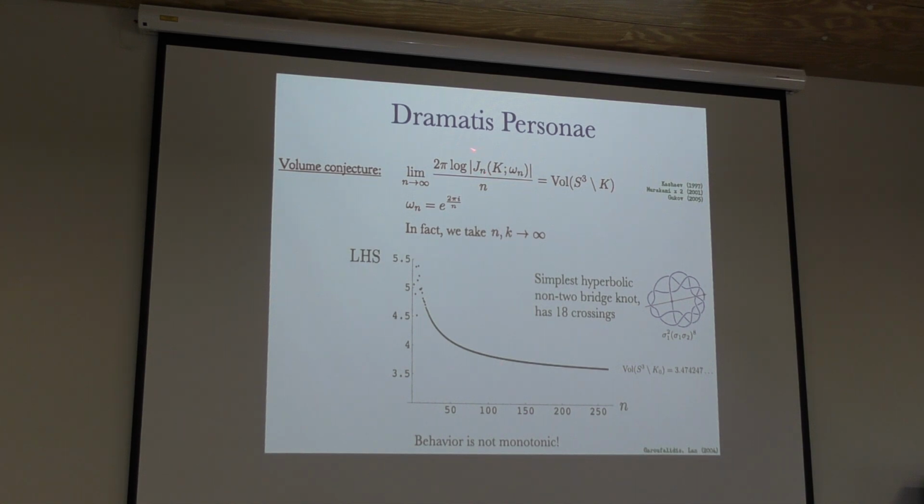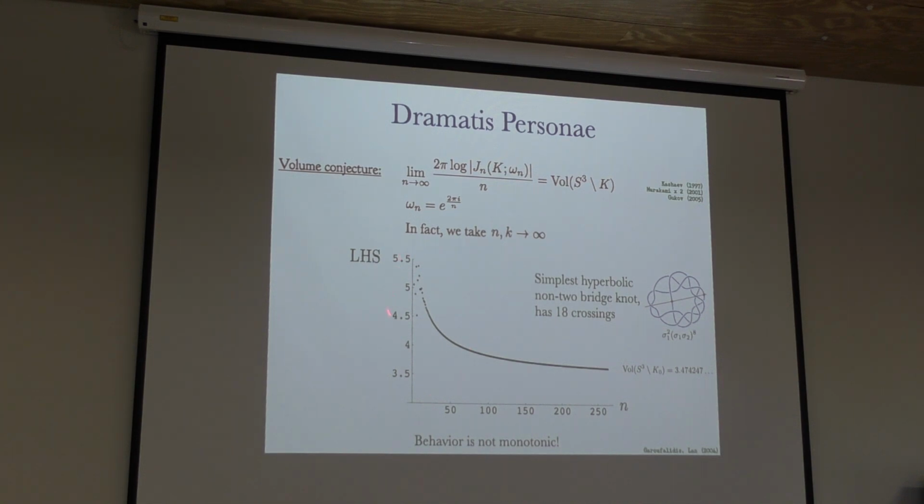Now, if you look at the behavior of this left-hand side as a function of n, there are some knots for which you can calculate colored Jones polynomials analytically. One of these knots is this 18 crossing knot called K0. It's considered a simple knot. It's simple not in the sense that it has a small number of crossings, but in the sense that you need only 4 ideal tetrahedra to compute the volume of the knot complement. If you do this calculation, you find that there is a convergence to the value predicted by the volume conjecture. This convergence is not monotonic. It's in fact rather slow.